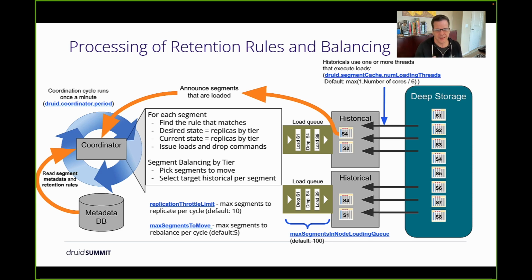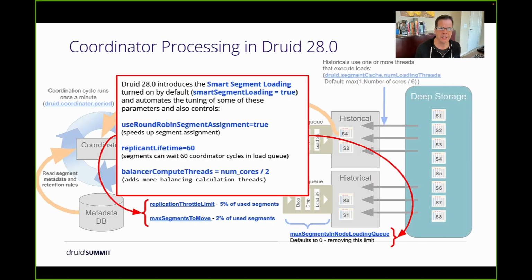Now, this is how Druid works up to 27, and in general, it's still the same behavior. But with Druid 28, there's the introduction of what we call smart segment loading. This is going to be on by default when you install Druid 28. You can turn it off if you want to, but it seems to be having much better behavior. It's automatically tuning many of these parameters. So it automatically tunes the replication throttle limit, the max segments to move, and the max segments in the node loading queue is actually unlimited now when you turn this on.